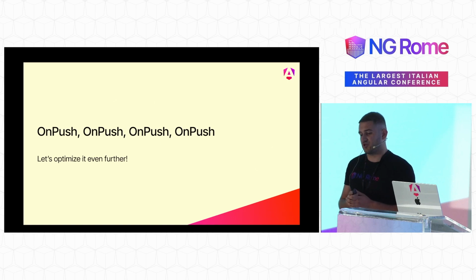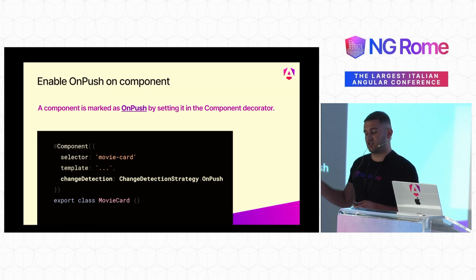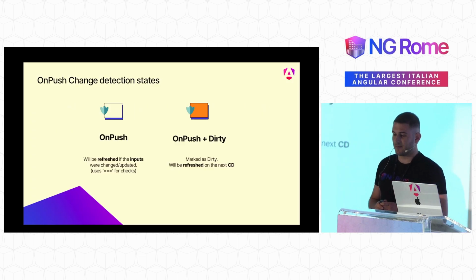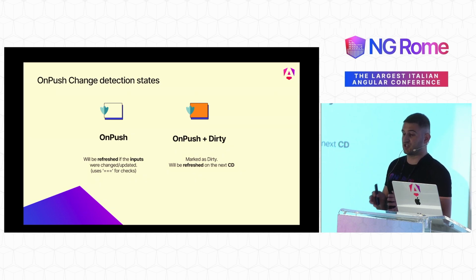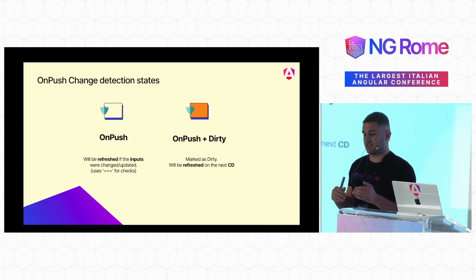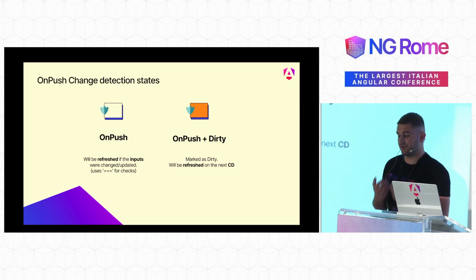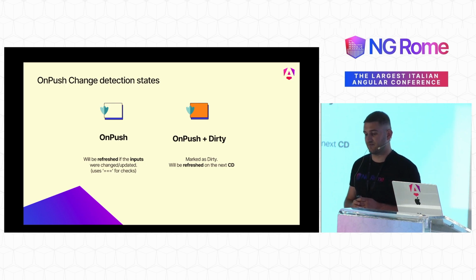But let's see how OnPush optimizes this even further. In order to enable OnPush, we can just go to change detection on the component decorator and set it as ChangeDetectionStrategy.OnPush. And we have two change detection states. We have the OnPush component, which will be refreshed if the inputs were changed or updated from the parent. And it uses, of course, triple equals for checks, so it checks the reference. And OnPush dirty, so something that is OnPush, but was marked as dirty by itself, by some event that it emits, or by its children. And it will be refreshed on the next change detection that happens.